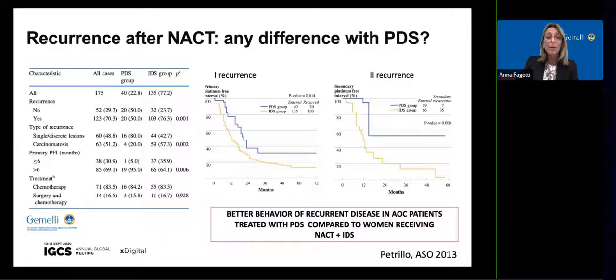And as you can see here, we were able to demonstrate a better behavior of recurrent disease in advanced ovarian cancer patients receiving primary debulking surgery with respect to neoadjuvant group. In particular, the primary debulking surgery group had lower recurrence rate, had a different type of recurrence, mainly single or discrete lesions with respect to carcinomatosis. They had a longer progression-free survival, and also the treatment options offered at time of recurrence were different, where more secondary cytoreductive surgery were offered to the primary debulking surgery group.